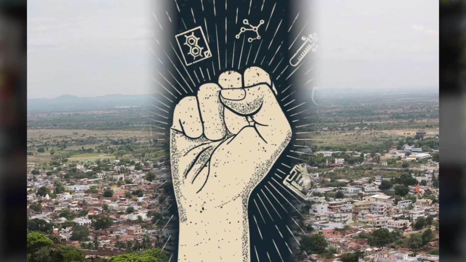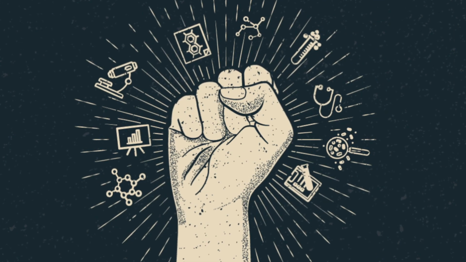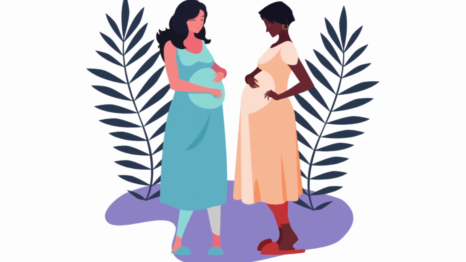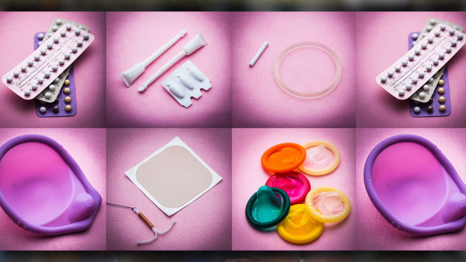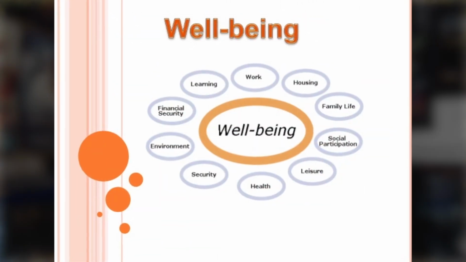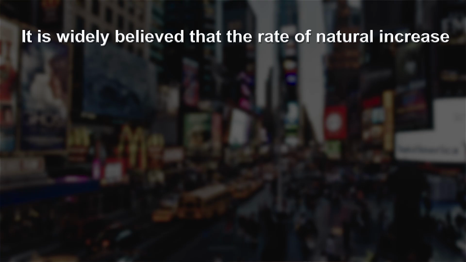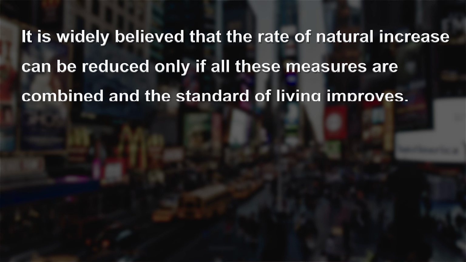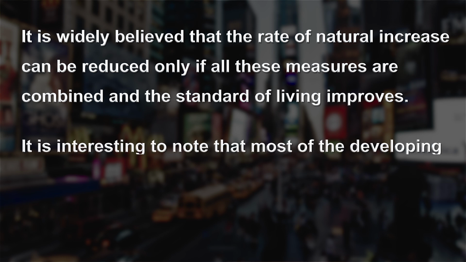In most of the less developed countries, the governments have come out with a variety of policies together with mortality control, fertility control, family and individual well-being. It is widely believed that the rate of natural increase can be reduced only if all these measures are combined and the standard of living improves.